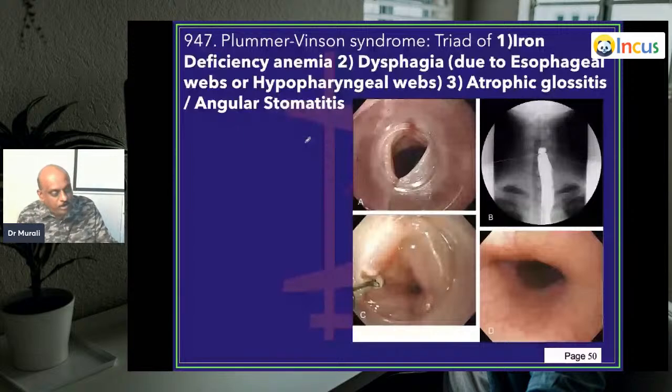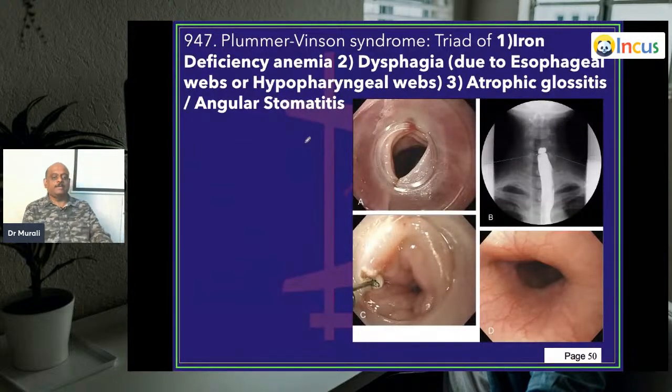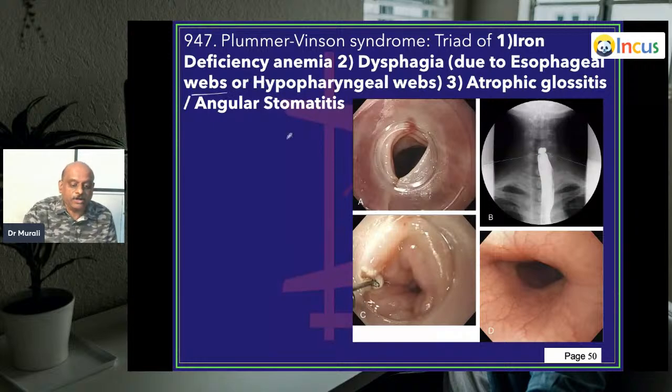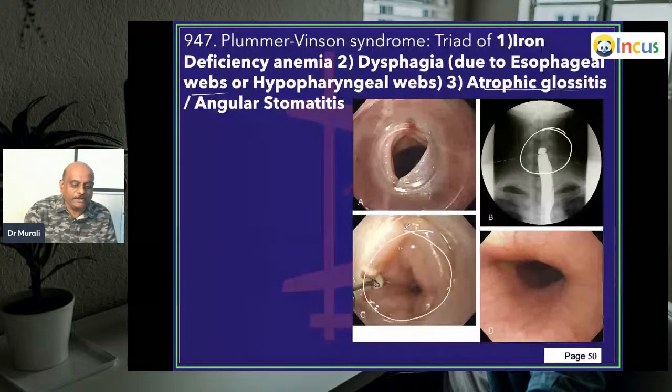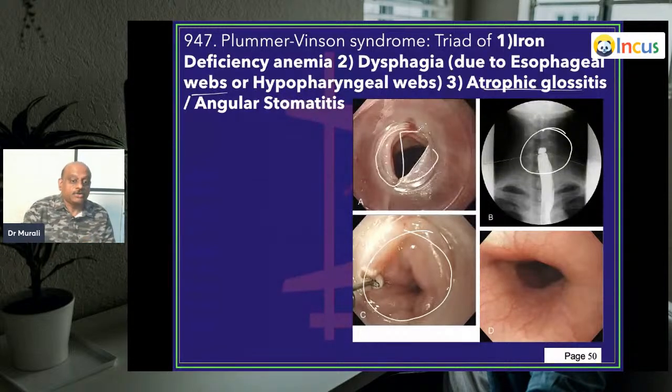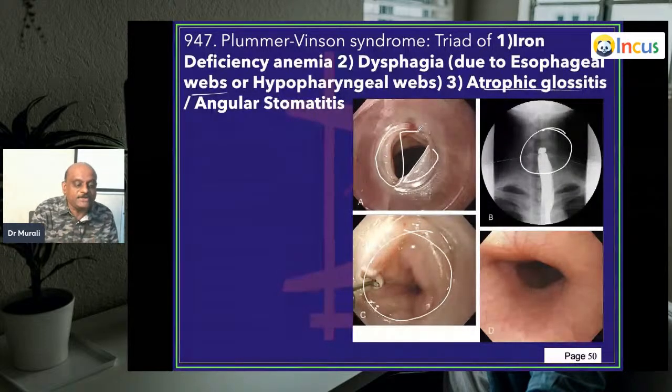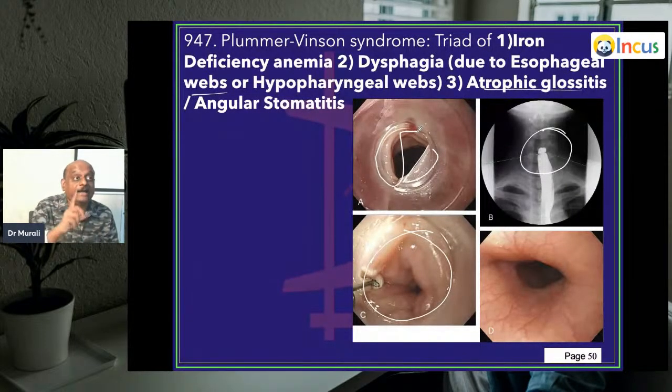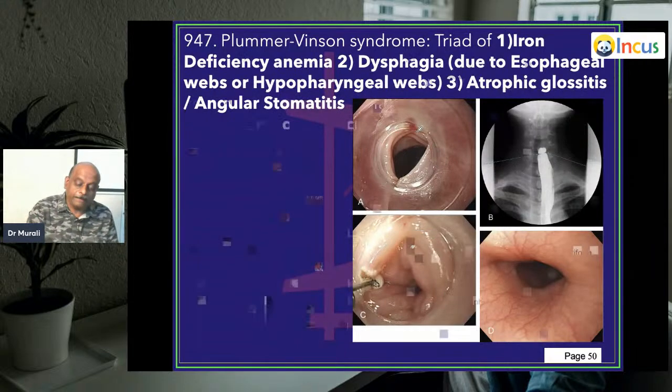Now comes, what is Plummer-Vinson syndrome? What is the triad? Iron deficiency, dysphagia because of esophageal web, atrophic glossitis, angular stomatitis. So this is the esophageal web. If you do endoscopy in the esophagus, you find a web. This is the web. Okay? So esophageal web leading to dysphagia, inability to swallow, atrophic glossitis, angular stomatitis, iron deficiency anemia. The combination is called Plummer-Vinson.